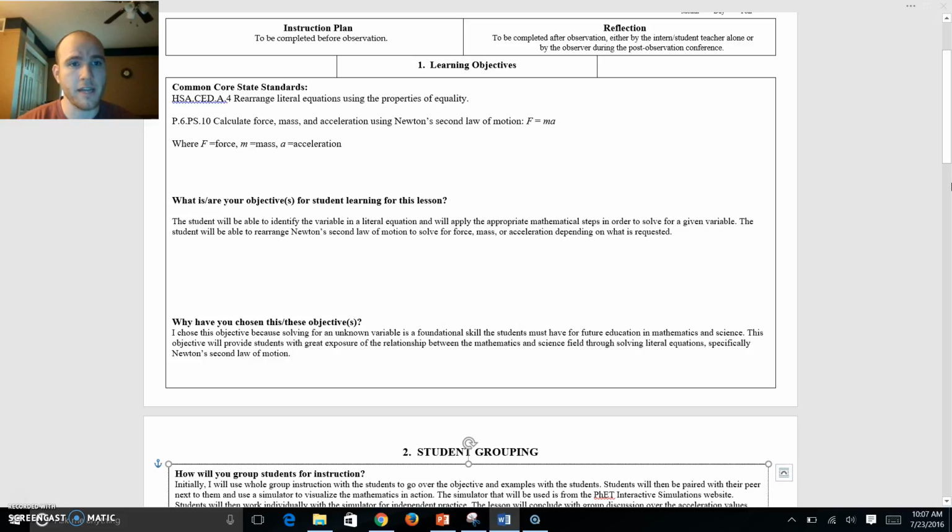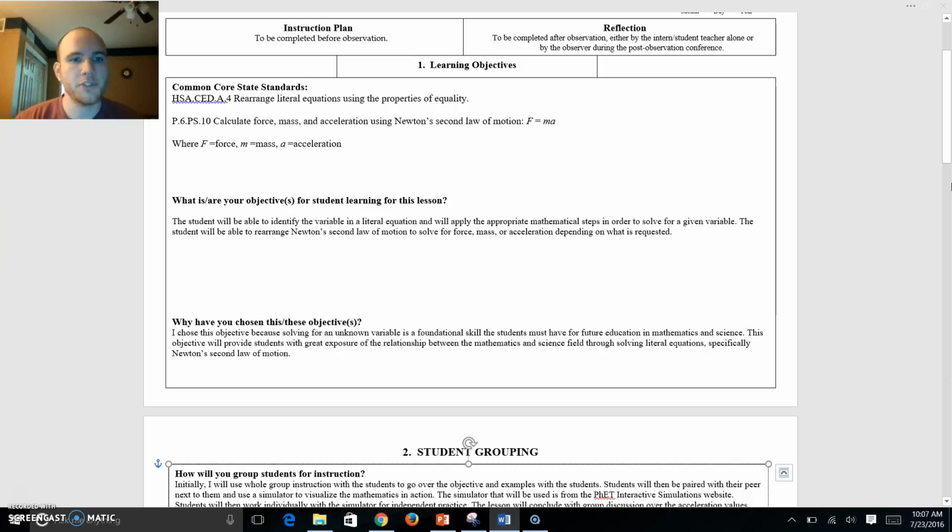So looking at the first standard, rearrange literal equations using the properties of equality, and the physical science standard is calculate force, mass, and acceleration using Newton's second law of motion. So right there we can see that they tie in together pretty well.